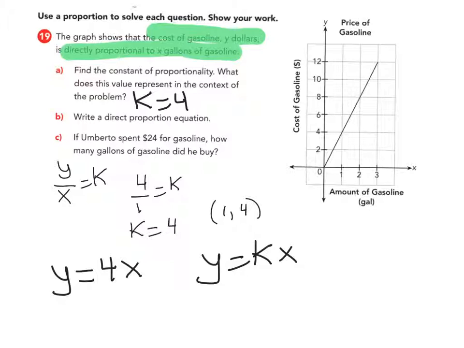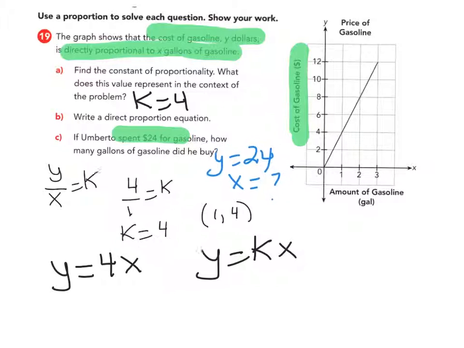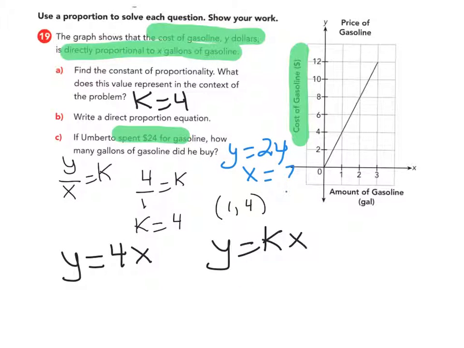Part C states that Umberto spends $24 in gas. And the question is, how many gallons of gasoline did he buy? So what that means is that the amount of money, the cost of the gasoline, is my Y. So I know that Y is equal to 24. What I don't know is what X is equal to. So that's what I need to figure out.